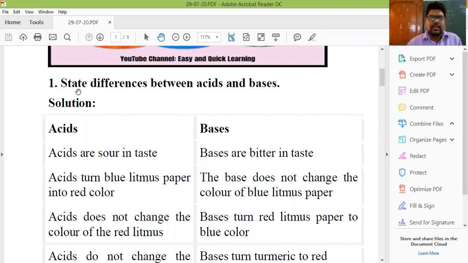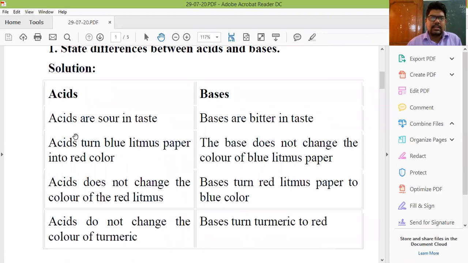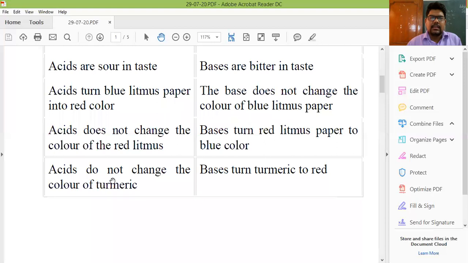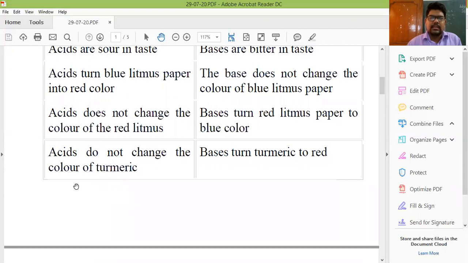Question number one: state the difference between acid and base. See the solution. Acids are sour in taste and bases are bitter in taste. Acid turns blue litmus paper red, and base does not change the color of blue litmus paper. Acids do not change the color of red litmus, and bases turn red litmus paper blue. Acid does not change the color of turmeric, but base turns turmeric red.